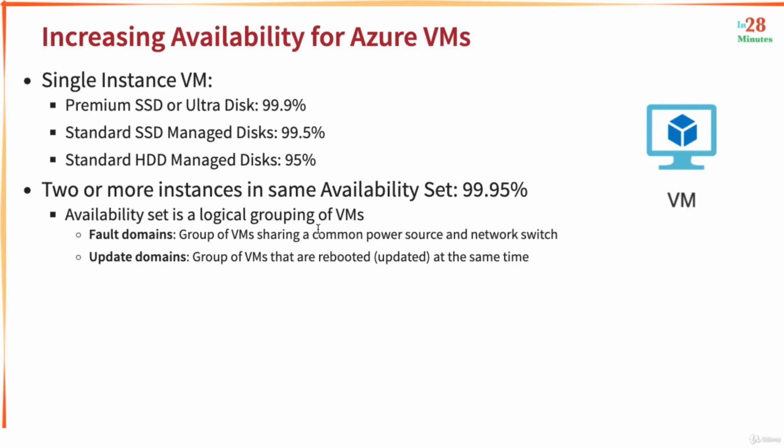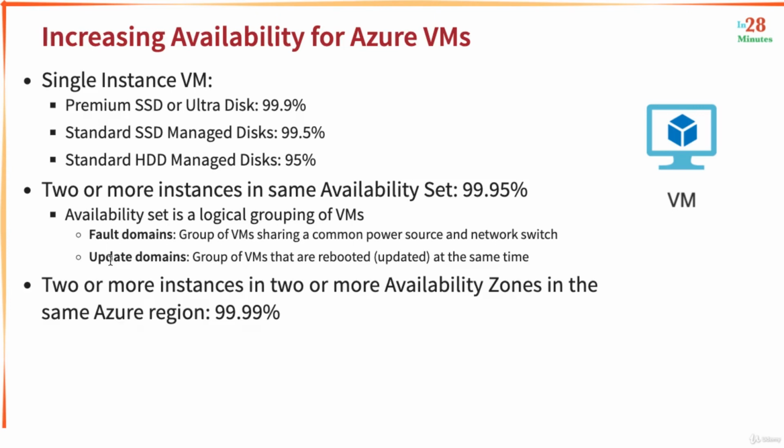So whenever you're creating a virtual machine, you can associate it with an availability set. If you have multiple virtual machines which are associated with the availability set, then the availability set would ensure that those virtual machines are distributed across different fault domains and update domains.